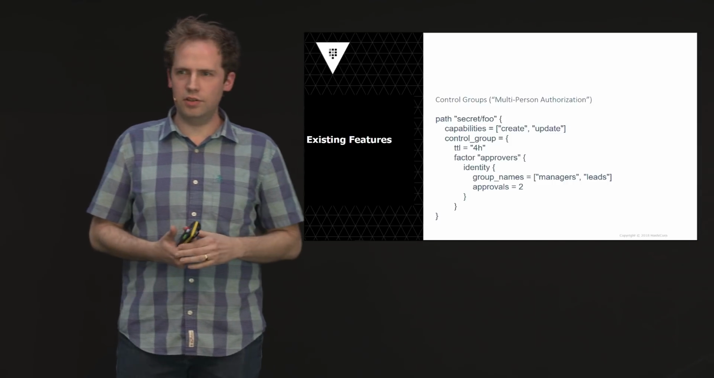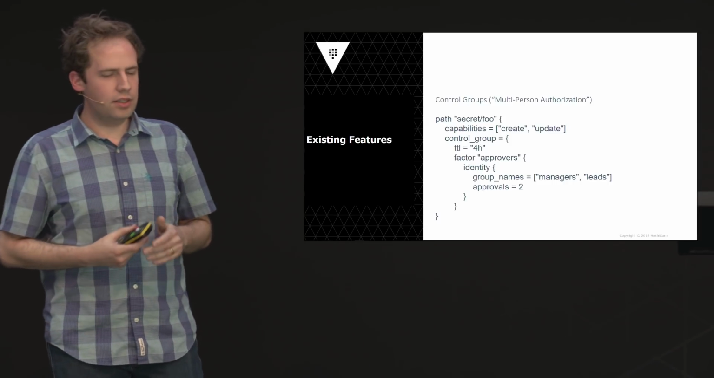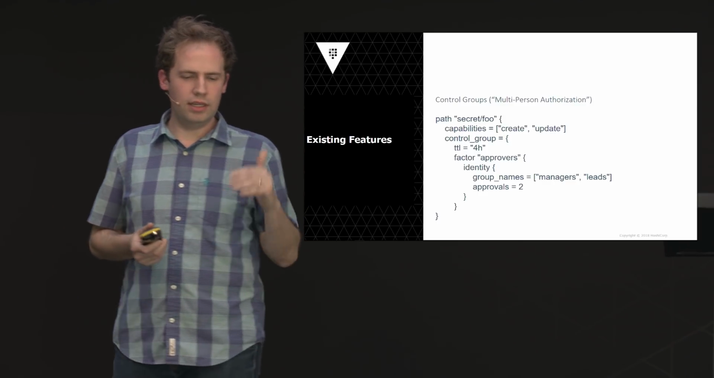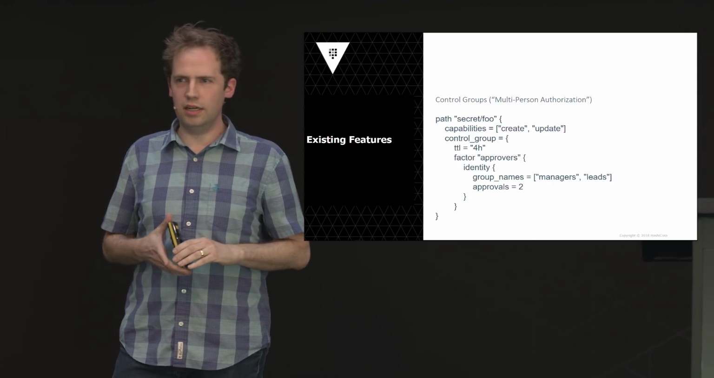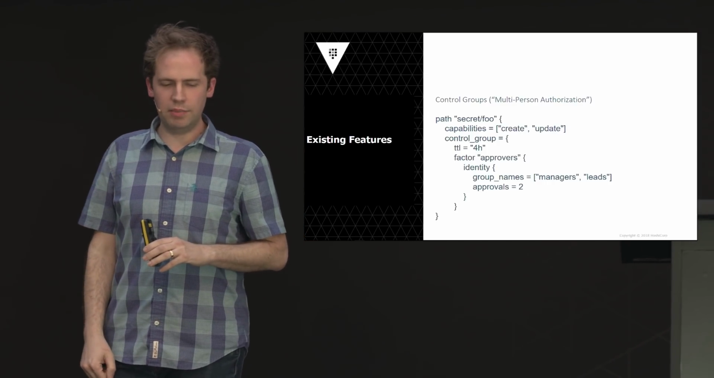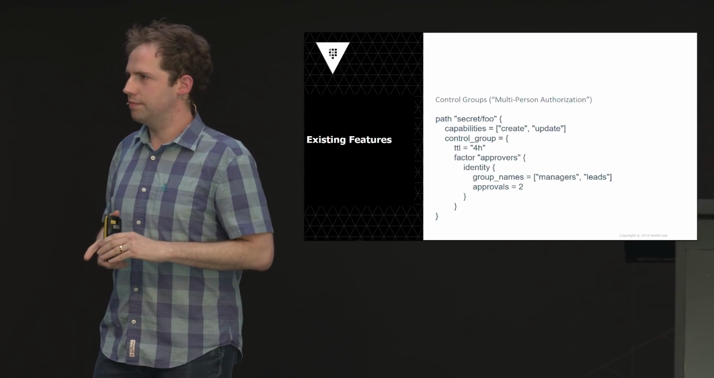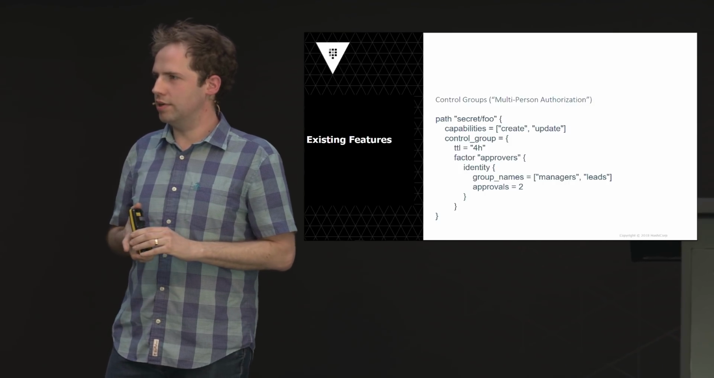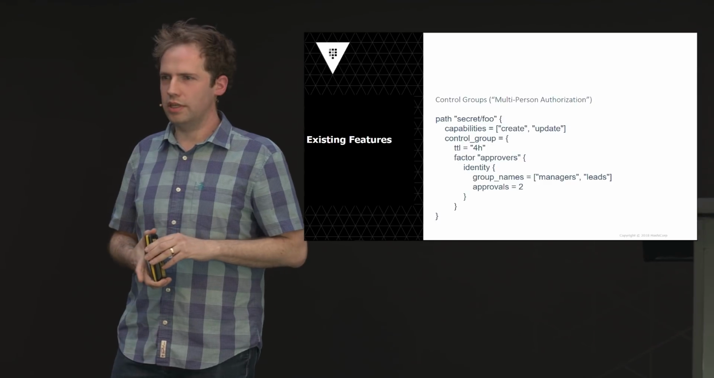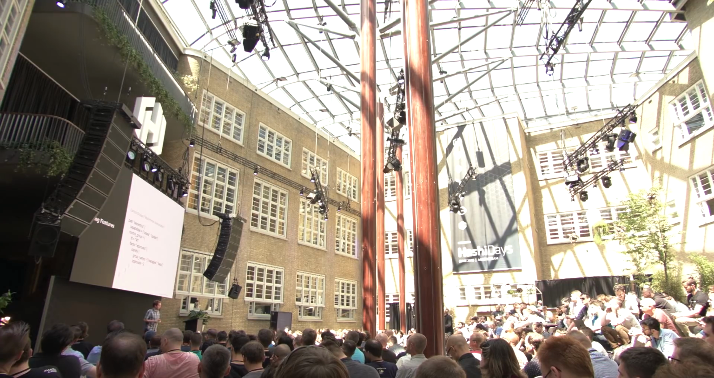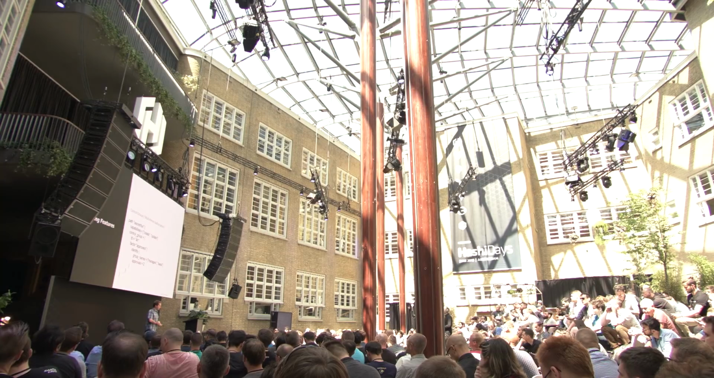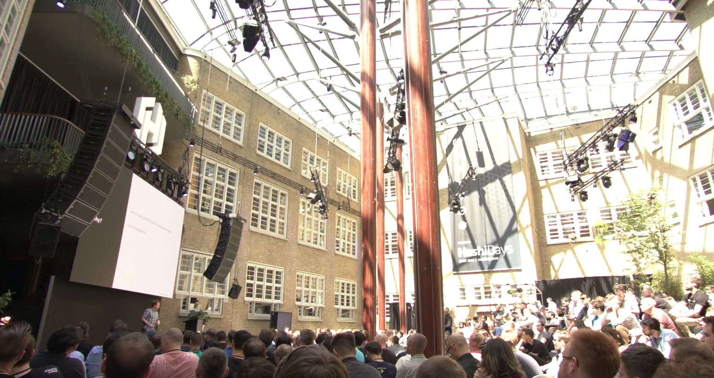And the idea here is, here's an ACL that kicks off a control group. It's saying if you want to write that value in secret or foo, do a create or an update, then you have to get 2 approvers, and they can be from the managers and the leads group. So you're not tying it to a token. You're not tying it even to a particular person. You're tying it to some member of those groups. So that gives you a much broader array of people that can authorize a particular thing. If you don't know how control groups work, go look it up. It's pretty cool.